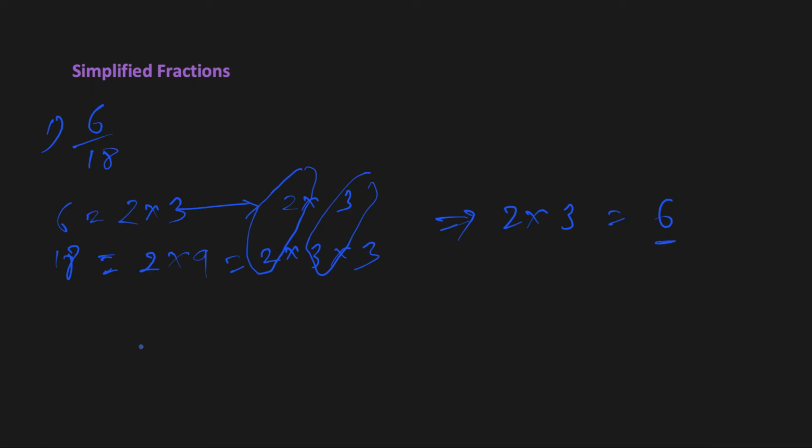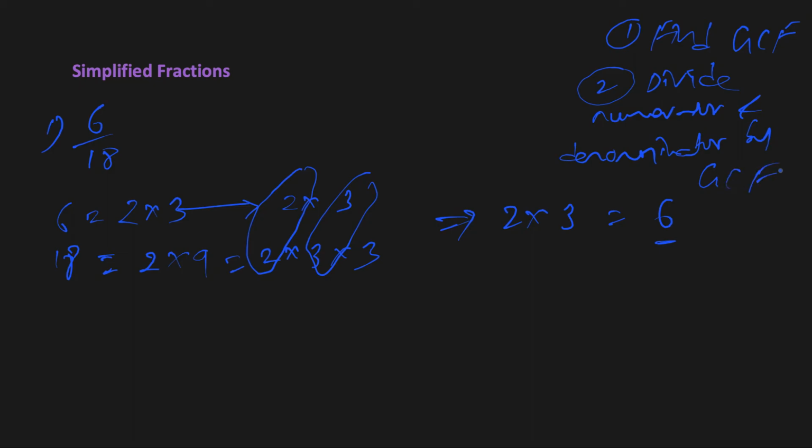So the first step is to find the GCF, and then the second step is to divide the numerator and denominator by the GCF. So we'll divide 6 by 6, and we'll divide 18 by 6. So 6 divided by 6 is 1, 18 divided by 6 is 3. So the simplified fraction of 6 over 18 is 1 over 3.